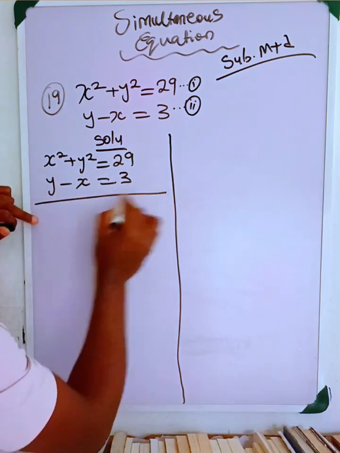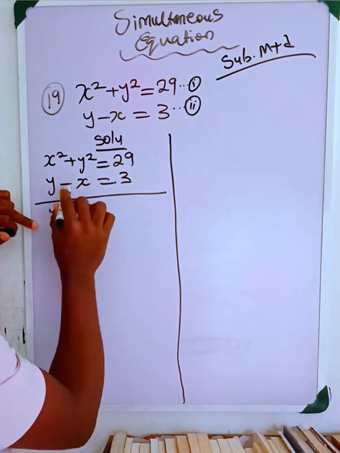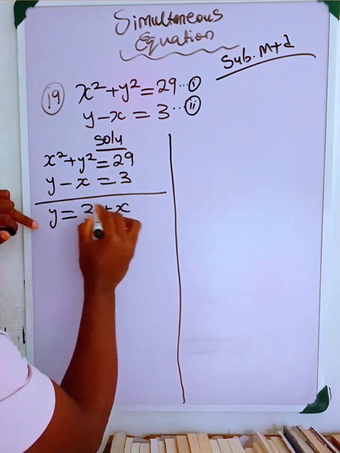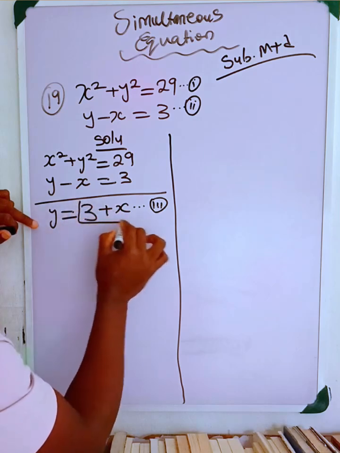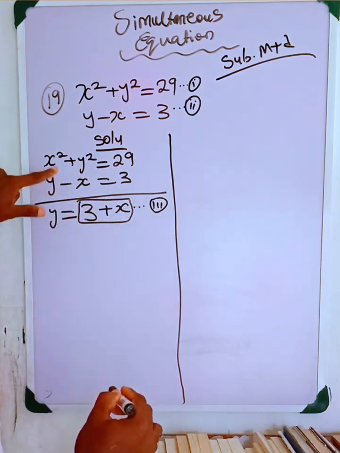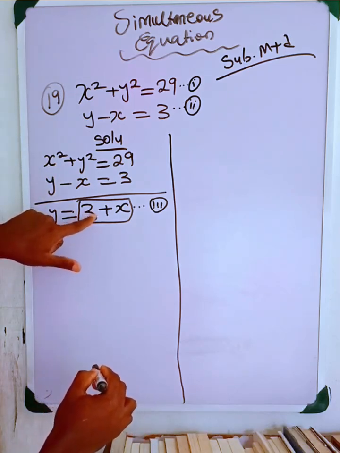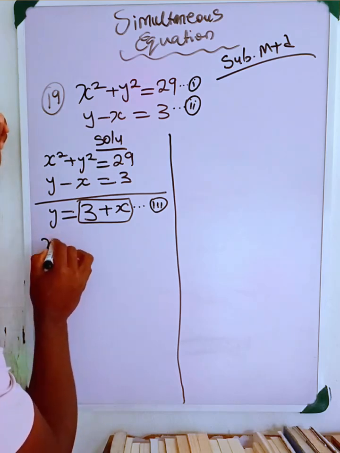So we have y equals 3 minus x; crossing the equality sign, it becomes plus x. This gives us equation 3, y equals 3 plus x. So we will now go to equation 1 to substitute y as 3 plus x. Are you following?